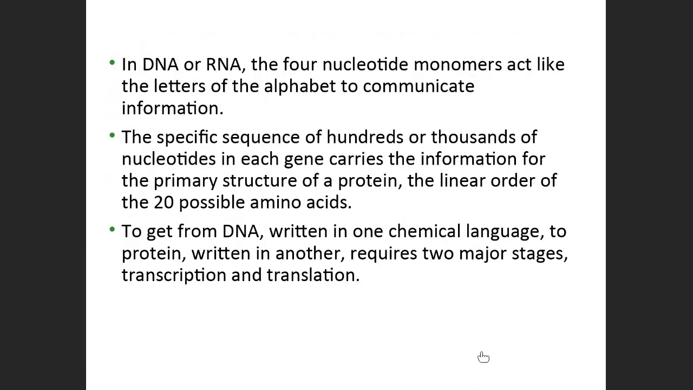So in DNA or RNA, there are 4 nucleotides. And those 4 nucleotides are like the letters of an alphabet used to communicate information. And the specific sequence of hundreds or thousands of nucleotides in each gene will carry the information for the primary structure of a protein. Remember, proteins have primary, secondary, tertiary, and quaternary levels of structure. The primary structure is just the sequence of amino acids. And so the nucleotides will tell you what the sequence of amino acids in that protein will be. And there are 20 possible amino acids, and we'll see these shortly.